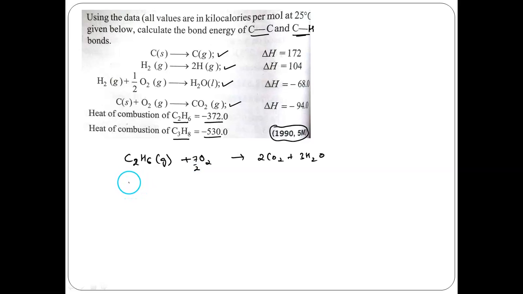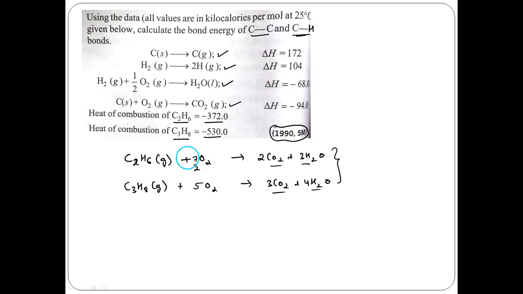Similarly, we can write the combustion reaction of propane as C3H8 in the gaseous form plus O2, giving us 3 times CO2 plus 4 times H2O. So it is 6 plus 4, 10. So it becomes 5 O2 over here. These are the balanced reactions, and all of them are in the gaseous form. The water will be in liquid form, CO2 will be in the gaseous form.